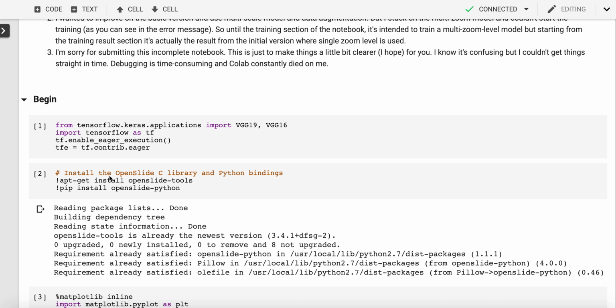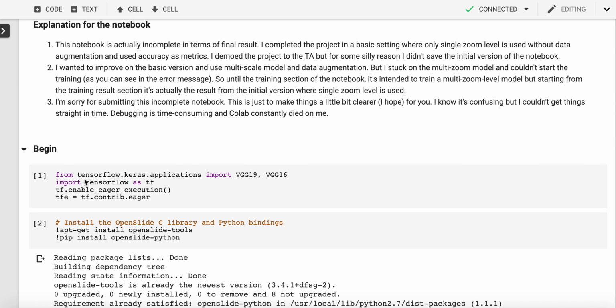But I still did data augmentation and built the model, a slightly complicated model using the functional API. So I hope I can still explain what I did.